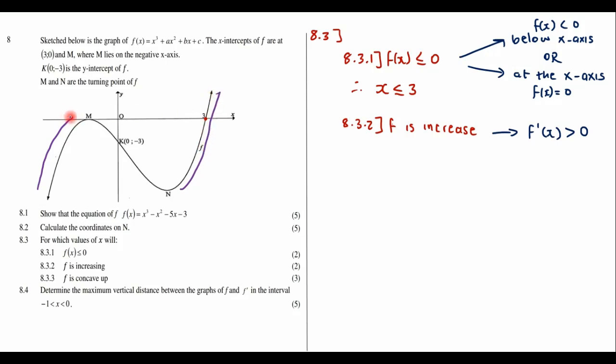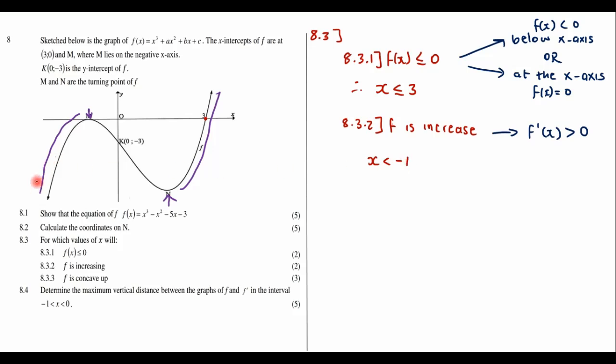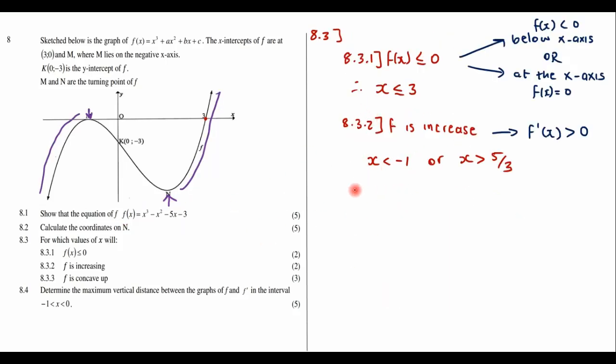Now, when you're looking at this, you need to compare it using the critical values. The critical values in this case are the turning points. So here, if I'm looking at the left of -1, I will see my graph going up. And also, when I'm looking at the right of 5/3, my graph will also be going up. So that is the answer for that one.